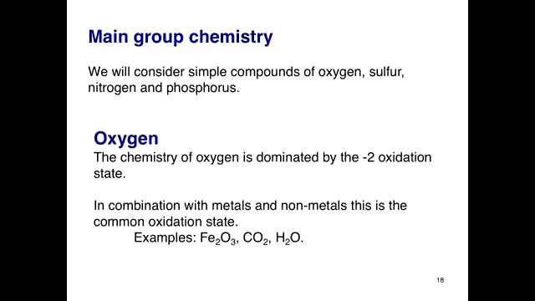it's dominated by the -2 oxidation state. So we do see elemental oxygen as O2 and ozone. We do see oxygen as peroxide, where it's in the -1 oxidation state. But most of the time, it exists as the -2. So we might have an iron oxide, -2 oxidation state, carbon dioxide, a gas, -2 oxidation state, water, -2 oxidation state.